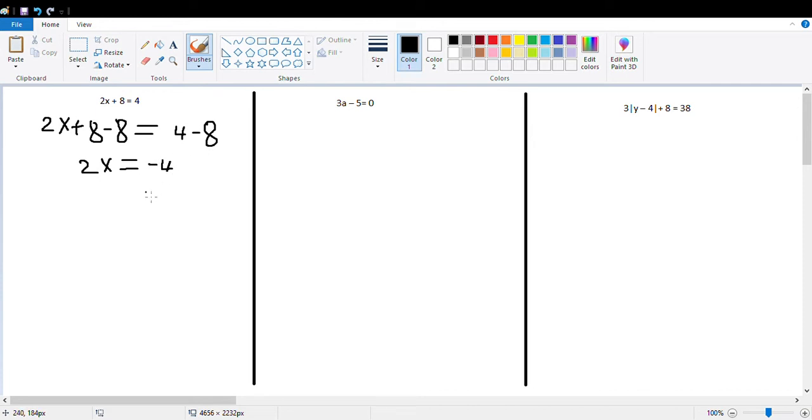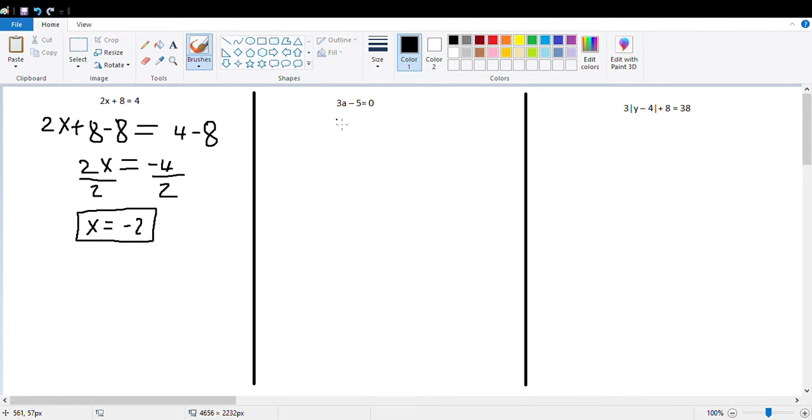Now we have to continue with the same property of equality. We have to divide by 2 on the left and by 2 on the right. One more time, it is because we have to isolate x. X is the variable. Then 2 divided by 2 is going to be 1, and 1 times x is x. Then we have to write just x. On the right, negative 8 divided by 2 is negative 4. So x is equal to negative 4.